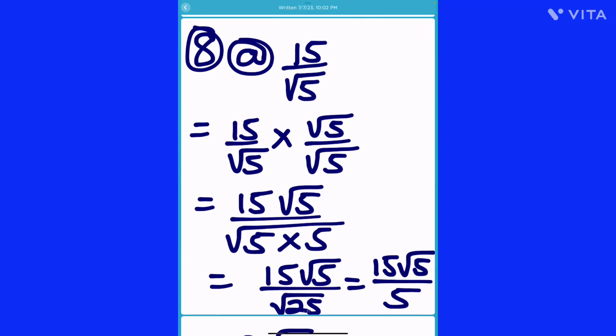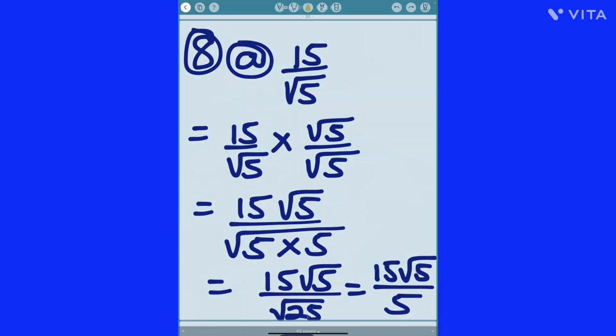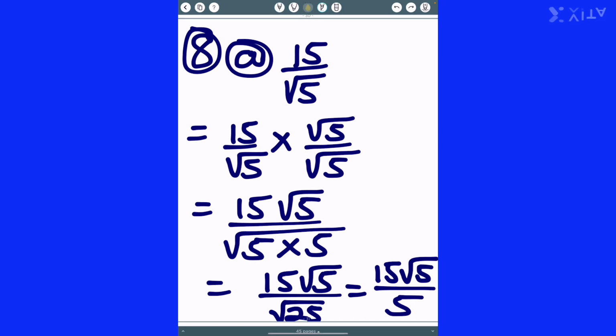Now, let's continue with our examples on surds. Number 8, we are to rationalize and simplify in this question. First question here is 15 over root 5. We multiply both numerator and denominator by root 5 over root 5.